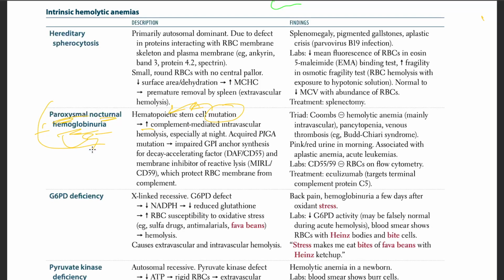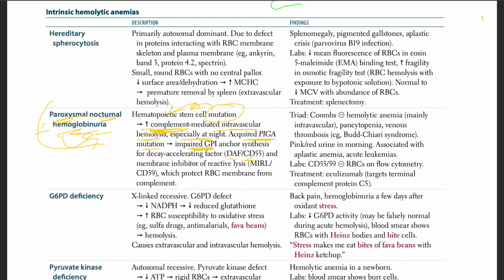Let's find how. So you have an increase in complement-mediated intravascular hemolysis. Who's causing the hemolysis? The complement, your own complement, especially at night. Why at night? They're going to talk about why. If they're not, I'll talk about it. But acquired PIGA mutation, which leads to impaired GPI anchor synthesis for decay accelerating factor, DAF, and CD55.